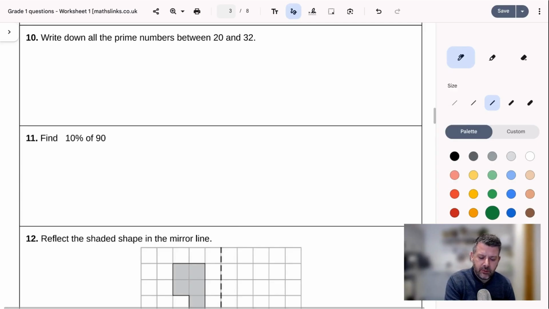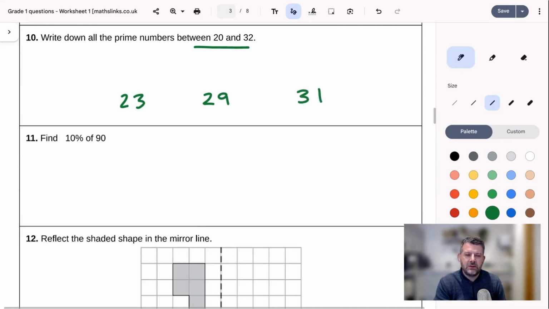This looks tricky. All the prime numbers between 20 and 32. So this definitely is a bit harder than you'd expect for 1 mark. A prime number, let's write them all out: 23, 29, 31. So those are the 3 prime numbers between 20 and 32.